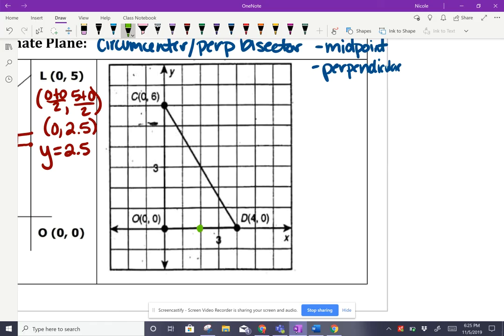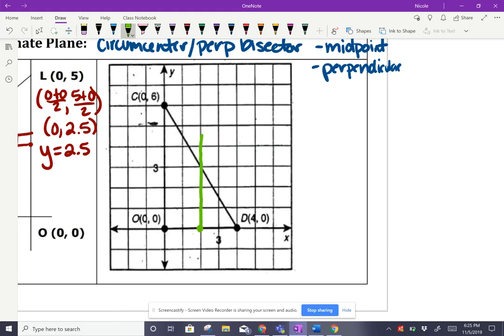And it's going to be perpendicular to my horizontal line. So I'm going to make a vertical. And you can keep going. Circumcenters don't always end up inside of a triangle. They can end up outside the triangle. That's okay too. And then we're going to look at our other side.